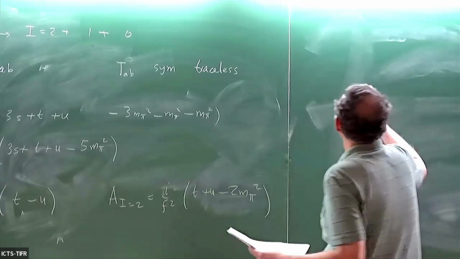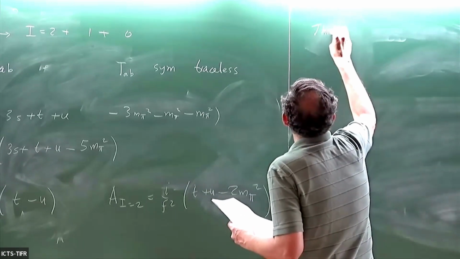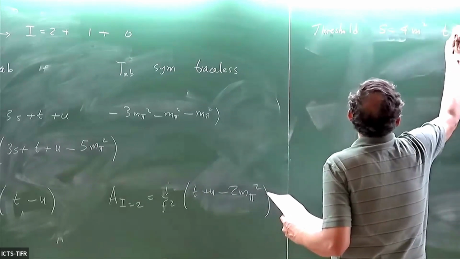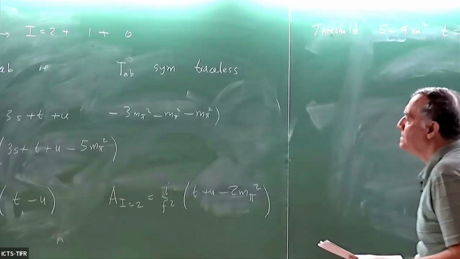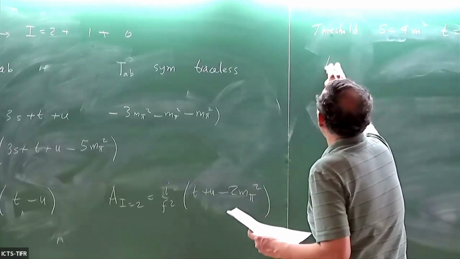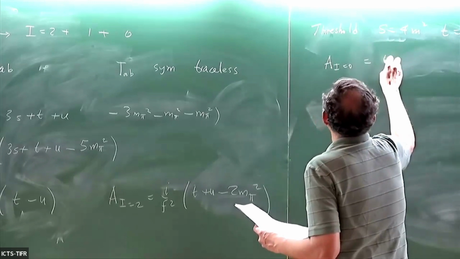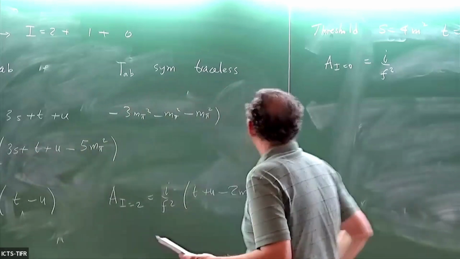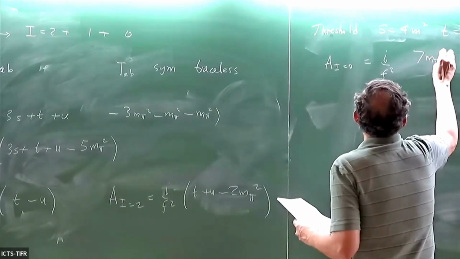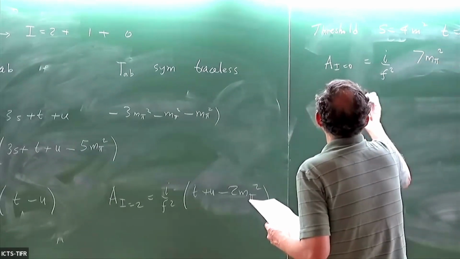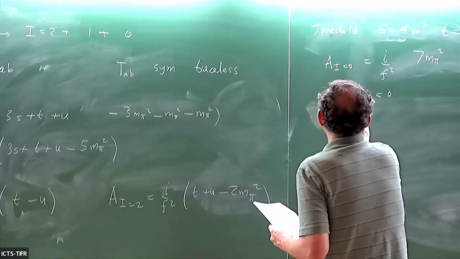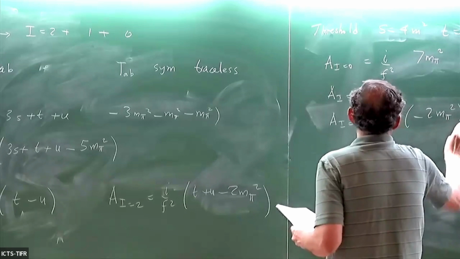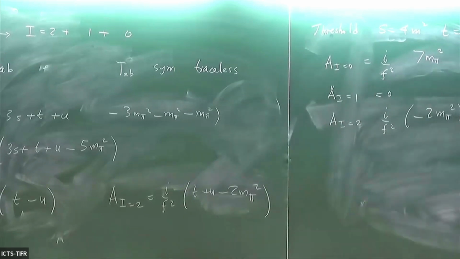Now at threshold, s is 4m squared, and t is equal to u is equal to 0. And so the isospin 0 amplitude is i over f squared. Okay, so that's 12 minus 5, and these two are 0. So you get 7m pi squared. The isospin 1 amplitude is 0. And the isospin 2 amplitude is i over f squared times minus 2m pi squared. So these are the threshold scattering amplitudes.